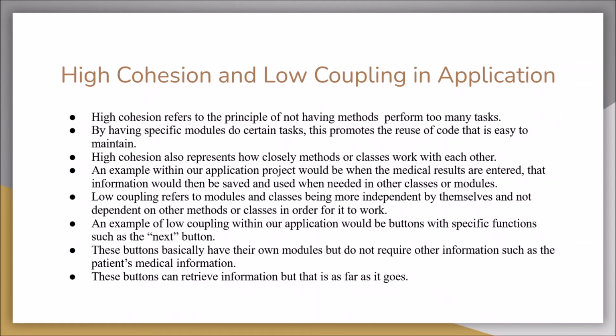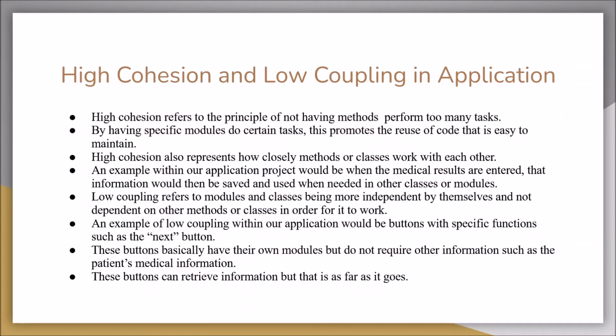High cohesion and low coupling in applications. High cohesion refers to the principle of not having methods perform too many tasks. By having specific modules do certain tasks, this promotes the reuse of code and is easy to maintain. High cohesion also represents how closely methods or classes work together. An example within our application would be when the medical results are entered, that information would then be saved and used when needed in other classes or modules.